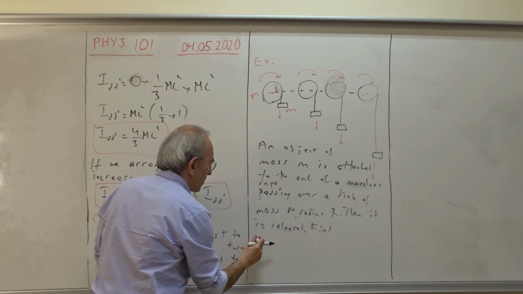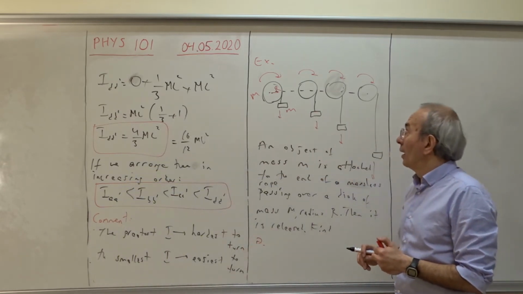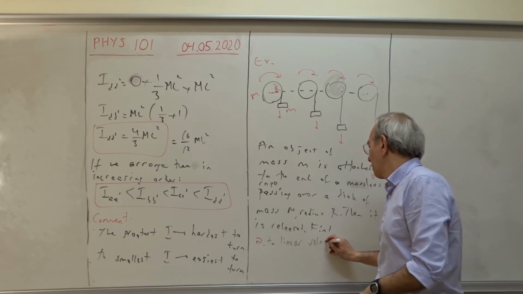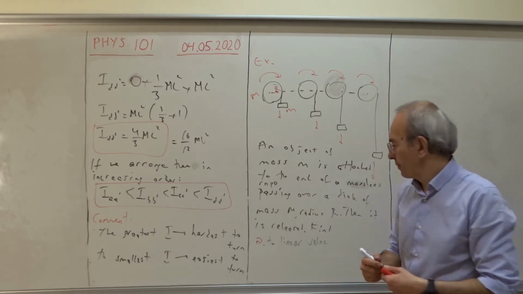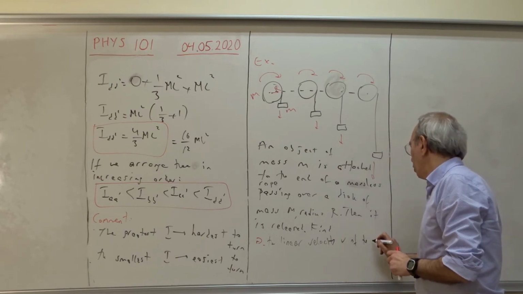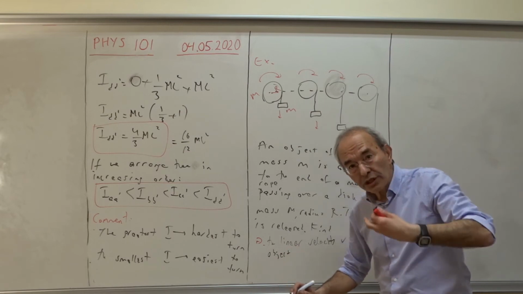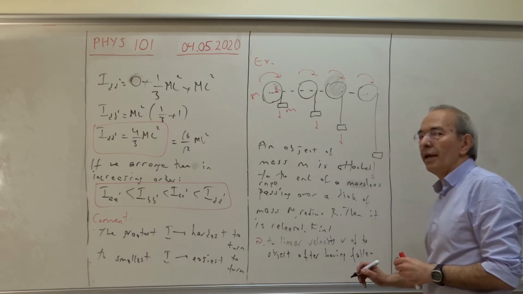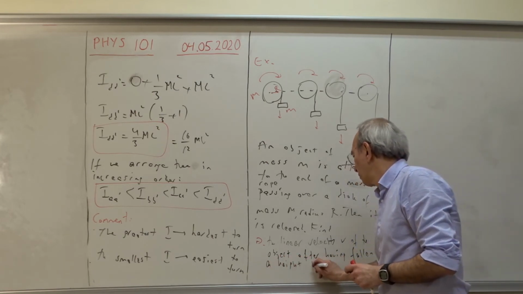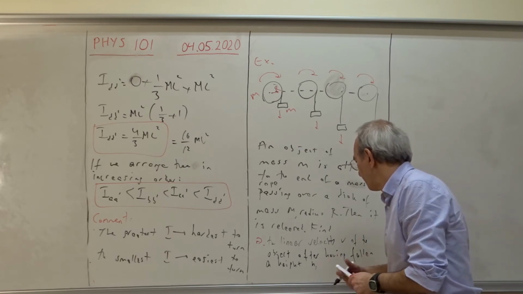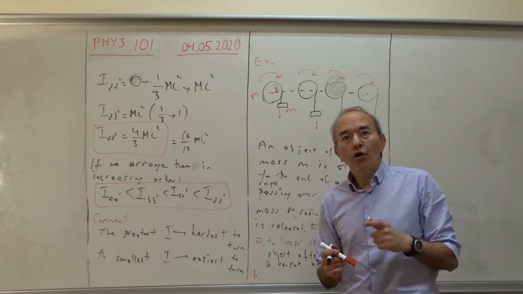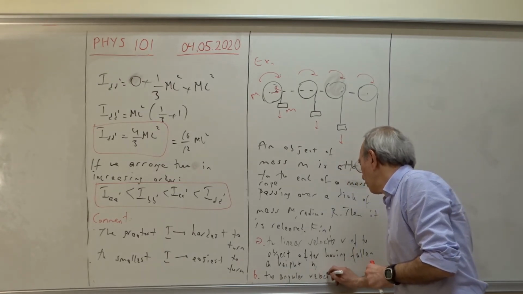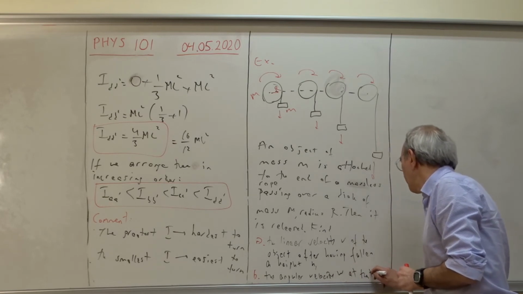Find A, the linear velocity V of the object after having fallen a height h, and B, the angular velocity omega of the disk at that moment.